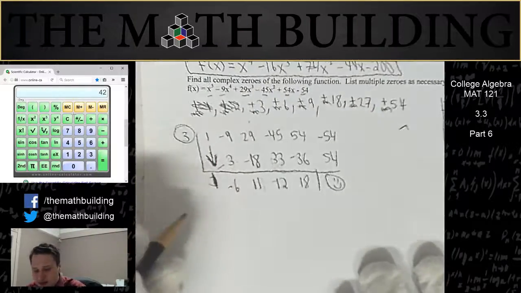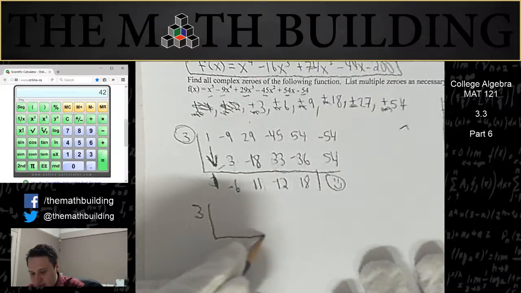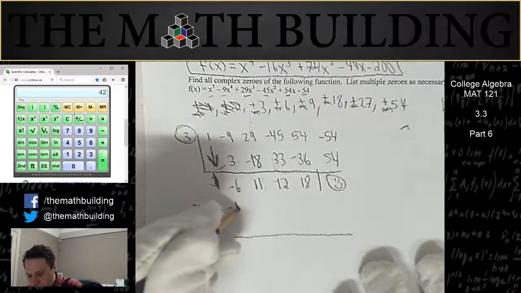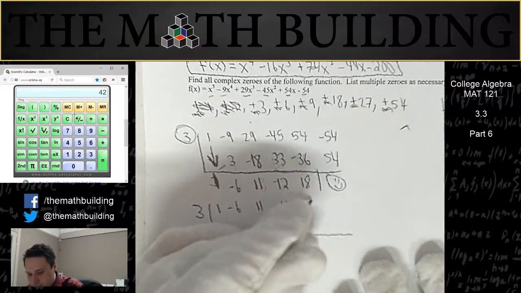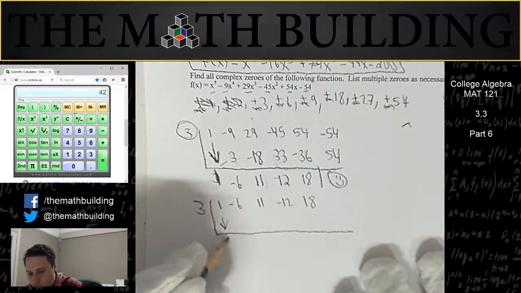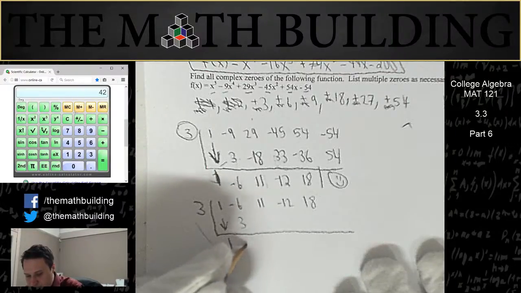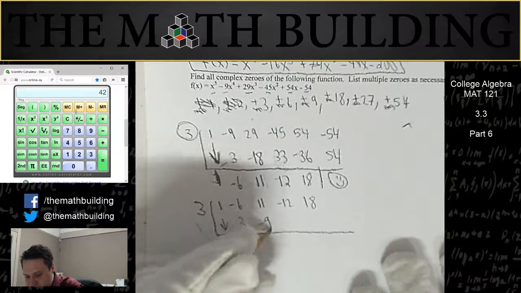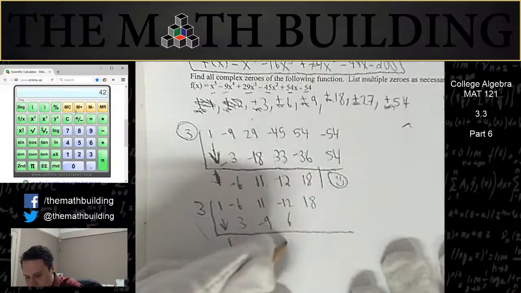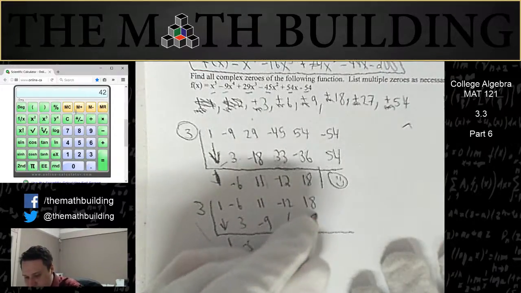Now you might check a few of these and discover none of them work, which means that 3 might be an answer again. So let's try 3 again with our new coefficients. Bring down the 1. 3 times 1 is 3. Add those down and you get -3. 3 times -3 is -9. 2, 6, -6, -18, 0.